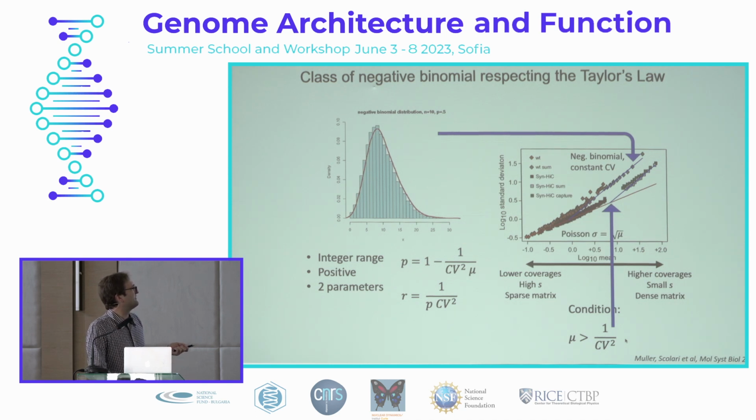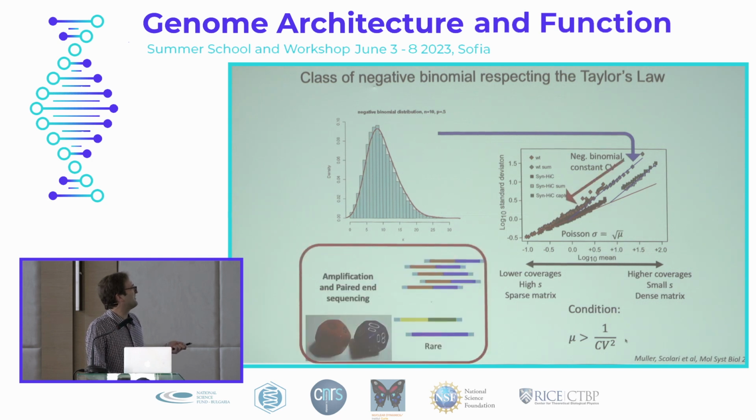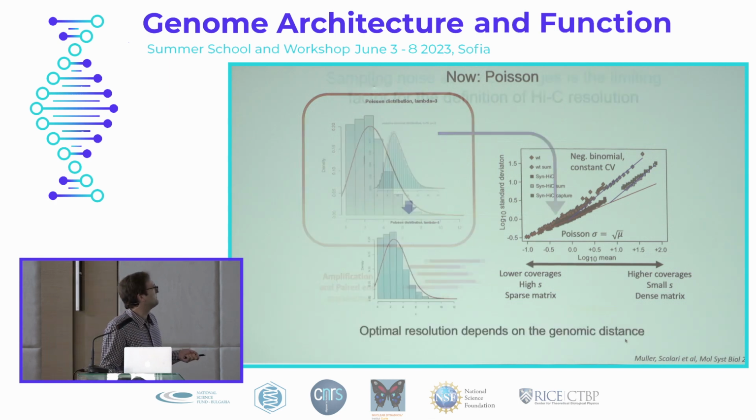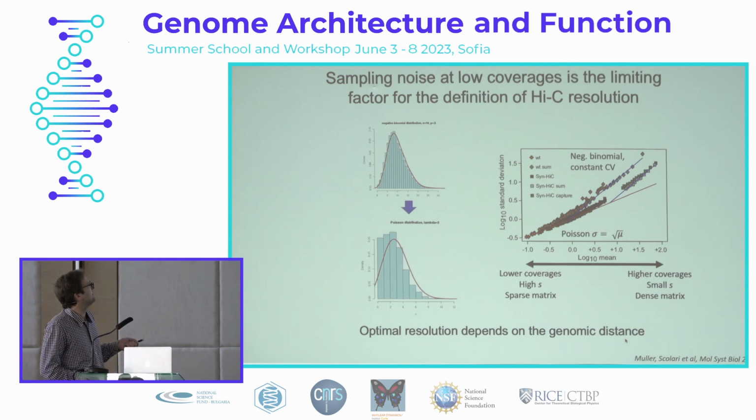So how come it is not always negative binomial? Of course, there is another step of IC, which is amplification and sequencing. This will end up in random selection of the reads that we align. So at lower coverage, this condition should be broken eventually. And that's where we get to the second regime, which is the Poisson distribution. So in a way, the sampling noise, this Poisson distribution, is what is limiting extracting biological information from IC contact maps. And this is a factor defining the resolution of the contact map.